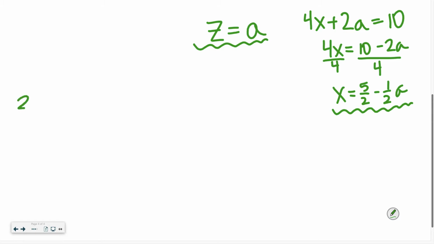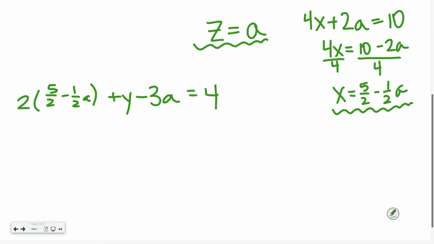Okay? So now we can take these 2 and we can plug it in for y, or to solve for y. So we have 2x plus y minus 3z equals 4. But notice, instead of writing x, I plugged in what x equals, and instead of writing z, I plugged in what z equals. And now it's just a matter of combining like terms and getting y by itself.